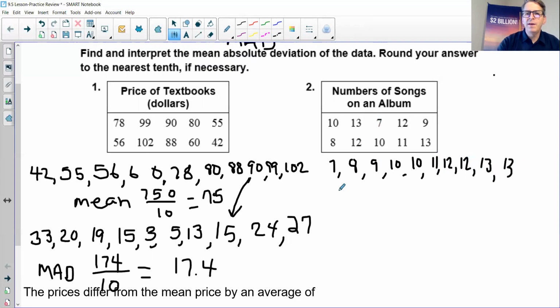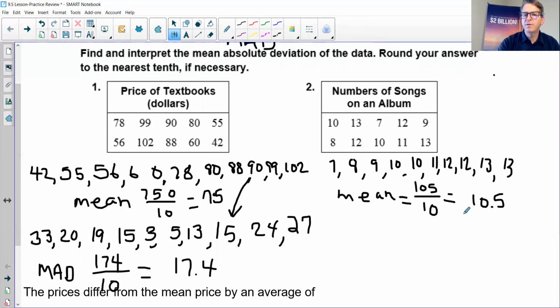Okay, now the mean in this case for number 2 is, if you add all these songs on the album, you get 105. So 7 plus 8 plus 9 plus 10 plus 10 plus 11 plus 12 plus 12 plus 13, 13, get 105. We're going to divide that by 10 entries. So you got a mean there of 10.5.